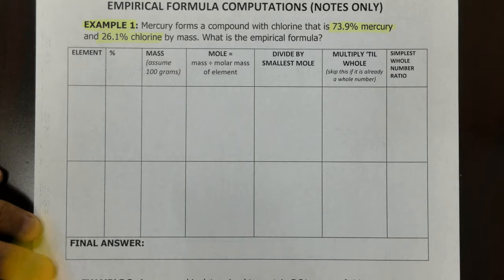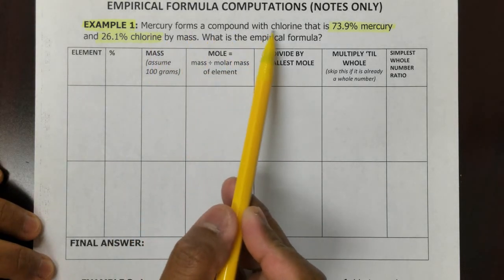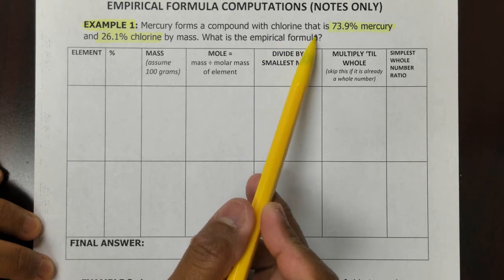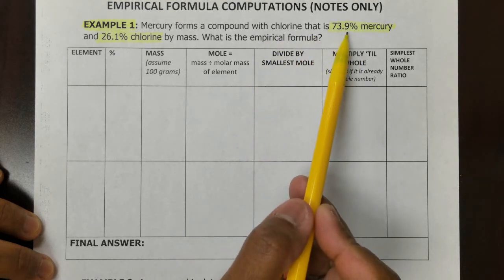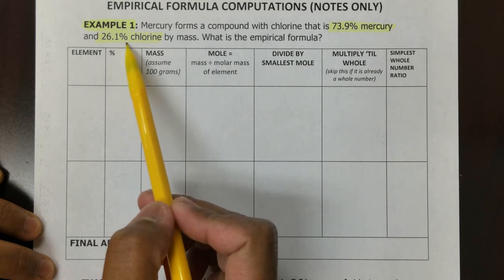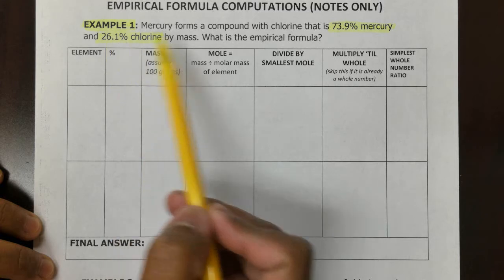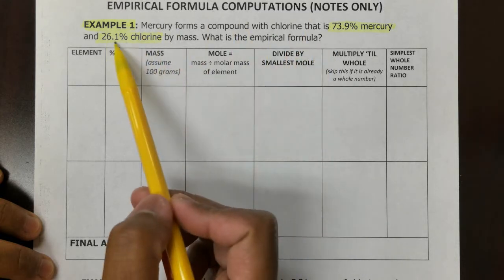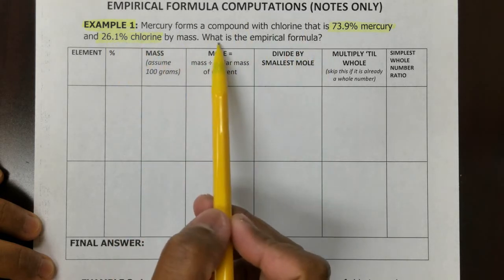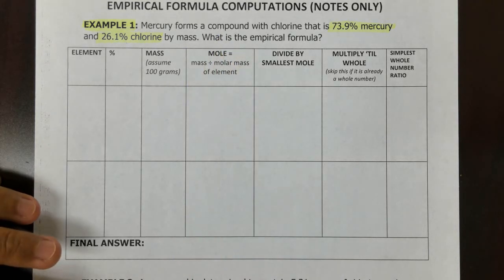So the first example says, mercury forms a compound with chlorine that is 73.9% mercury and 26.1% of chlorine by mass. So we get the percentages of every element present. The question is, of course, what is the empirical formula of the compound that has been formed?